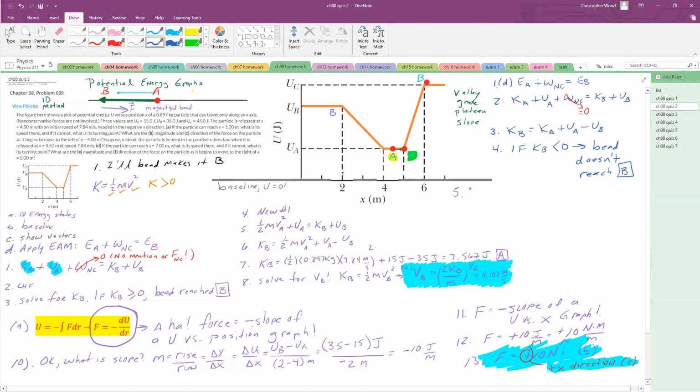Number 5, kinetic energy at B in this situation when the bead's going to the right is going to equal KA, same thing, 1/2 mass times, 0.867897, fine, times my velocity. I'm just kind of remembering this. My velocity at A is 7.84 meters per second. So there's kinetic energy, 1/2 mv squared. So I'm done with solving for KB. There's KA. Now I'm going to add UA and minus UB.